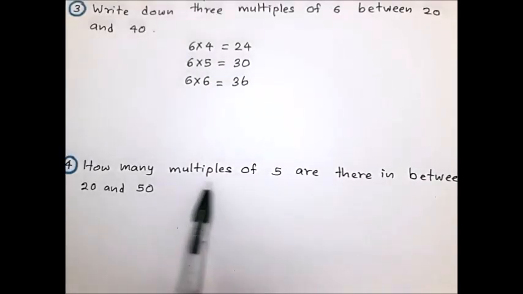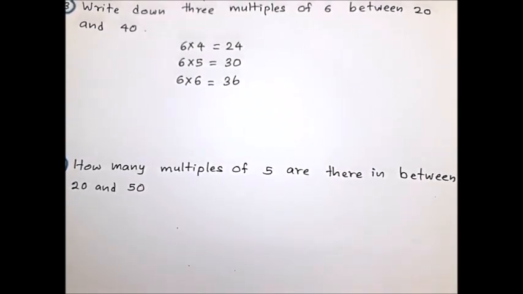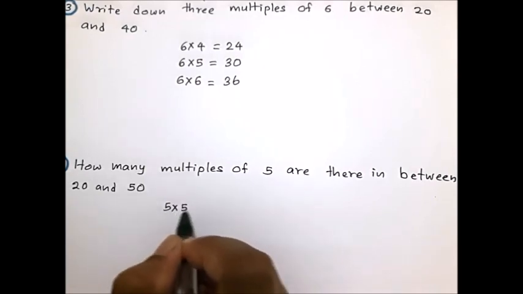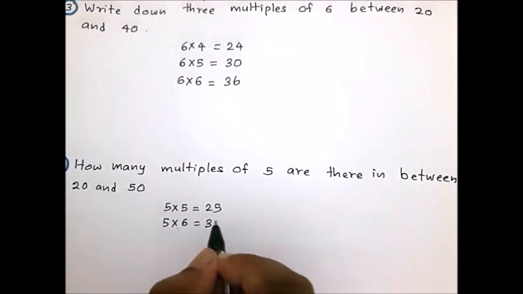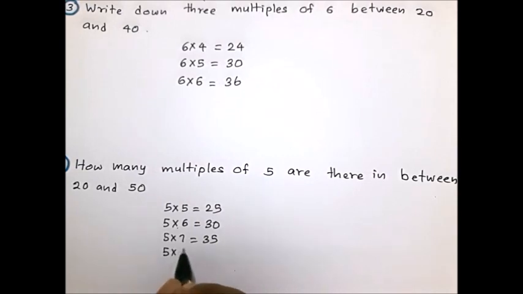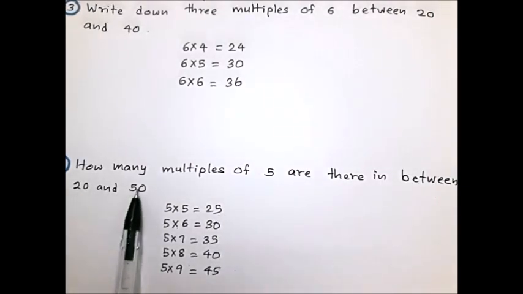Fourth question: how many multiples of 5 are there in between 20 and 50? Multiples of 5. First write the multiples of 5 between 20 and 50. 5 multiplied by 5, 25. 5 multiplied by 6, 30. 5 multiplied by 7, 35. 5 multiplied by 8, 40. 5 multiplied by 9, 45. These are the multiples of 5 between 20 and 50.